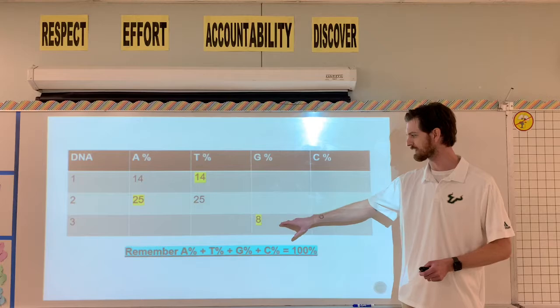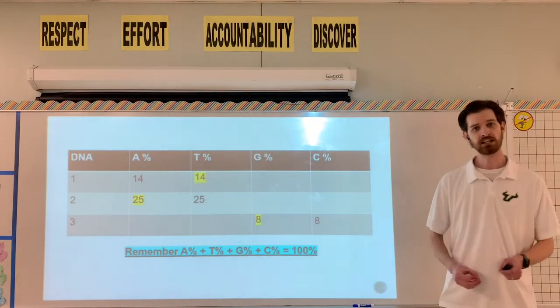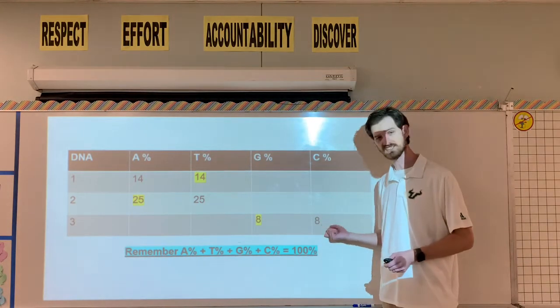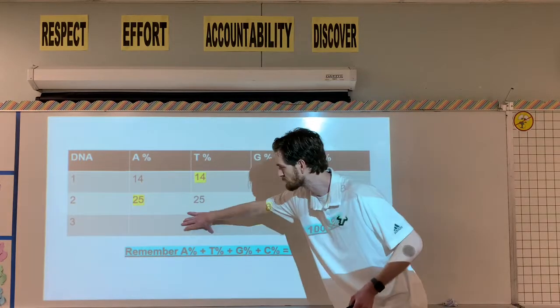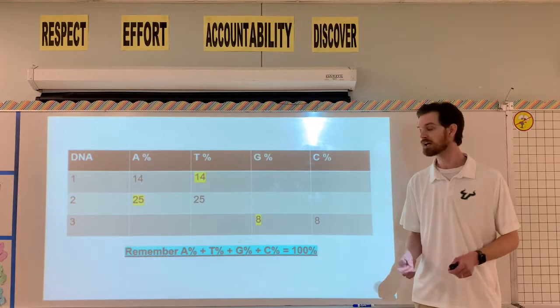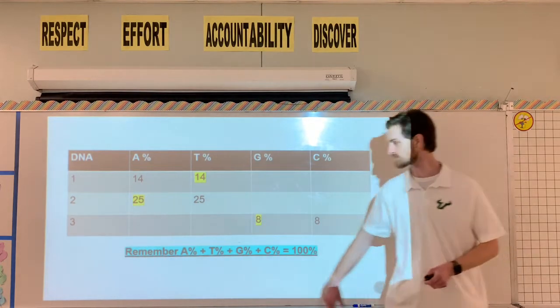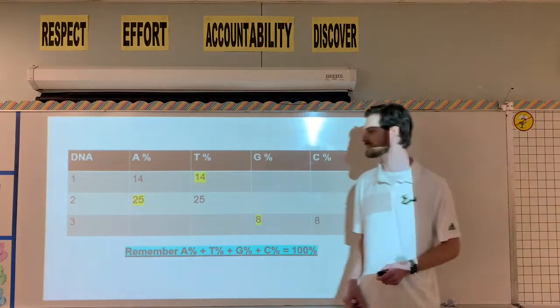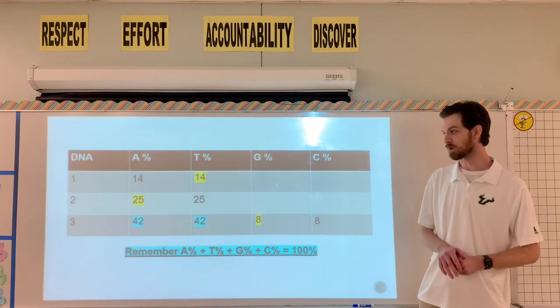So in the bottom, you have 8 plus 8, which would be 16. You take 100% minus the 16 that you already have to figure out what these two combined are. So 100 minus 16 is 84. Then you take 84, divide it by 2, because these two have to be equal. And so then you should have 42 for each one. Right?